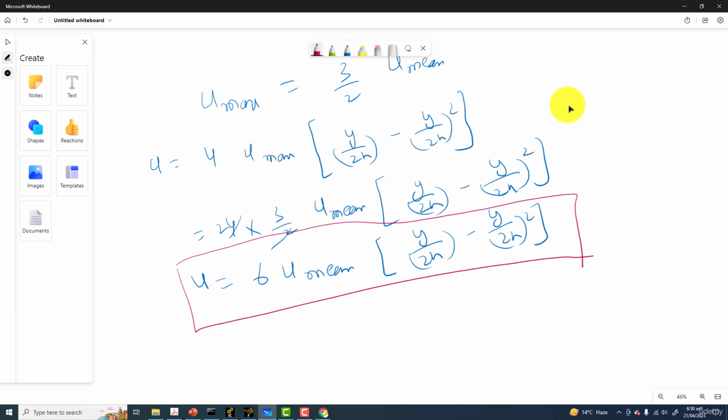Okay, so now we have derived all 3 profiles. One is for the laminar flow in a pipe, then laminar flow in a closed channel, and third one is the laminar flow in an open channel.